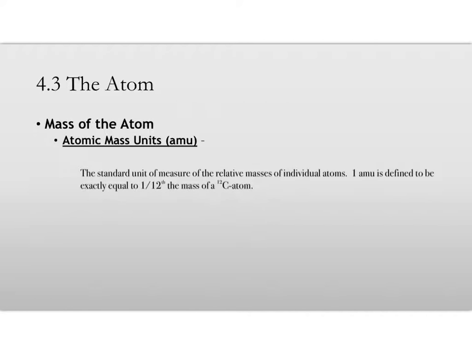Atomic mass units, or AMUs, are the standard unit of measure of the relative masses of individual atoms. Keep in mind it does say relative, and that's important because it means it's not the actual masses. It's just how these values are in relation to each other. And so 1 AMU is defined to be exactly equal to 1/12 the mass of a carbon-12 atom, which was probably just chosen because of the importance and prevalence of carbon, and other than that, it's just arbitrary. They could have chosen nitrogen or hydrogen, but they didn't.